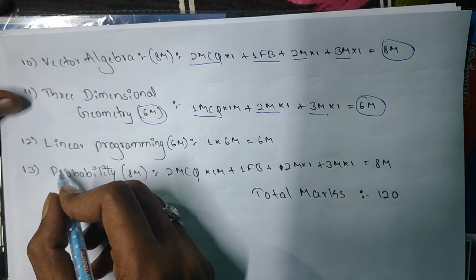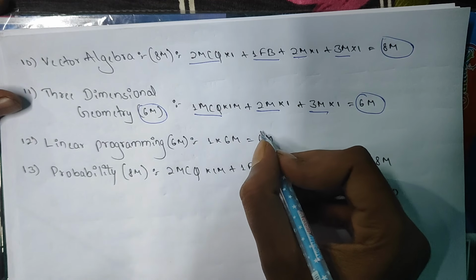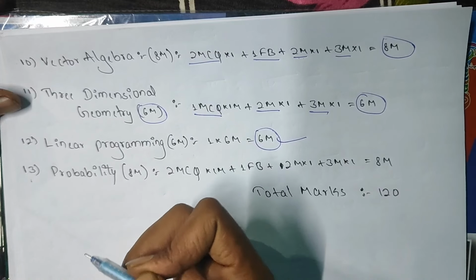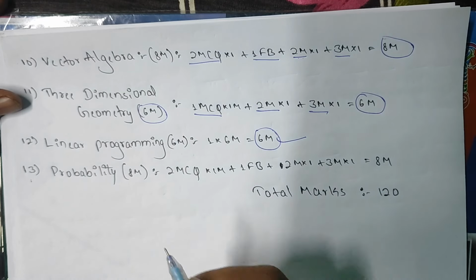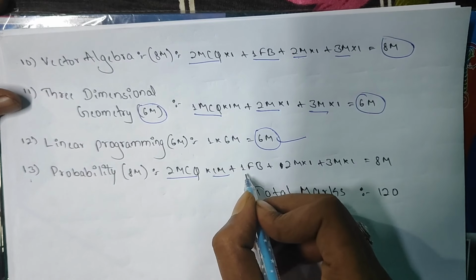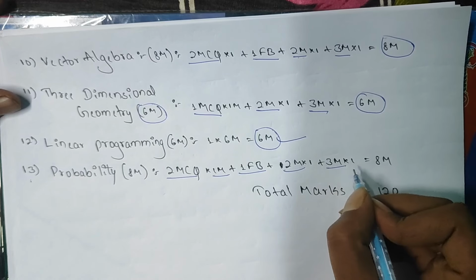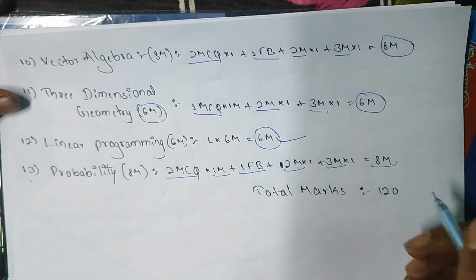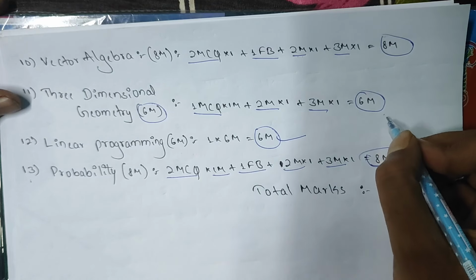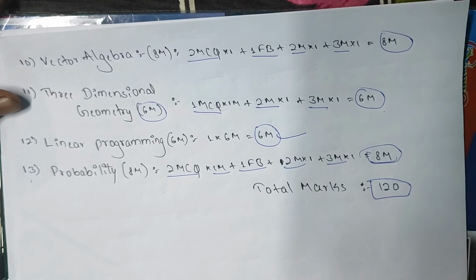And our next chapter is linear programming, which is of 6 marks. There will be only one question from this chapter, of 6 marks. And our last chapter is probability, which consists of 2 MCQs of 1 mark each, and also one fill in the blanks, one 2-mark question and one 3-mark question. There will be 8 marks from this chapter. The total marks of all these chapters will be 120.